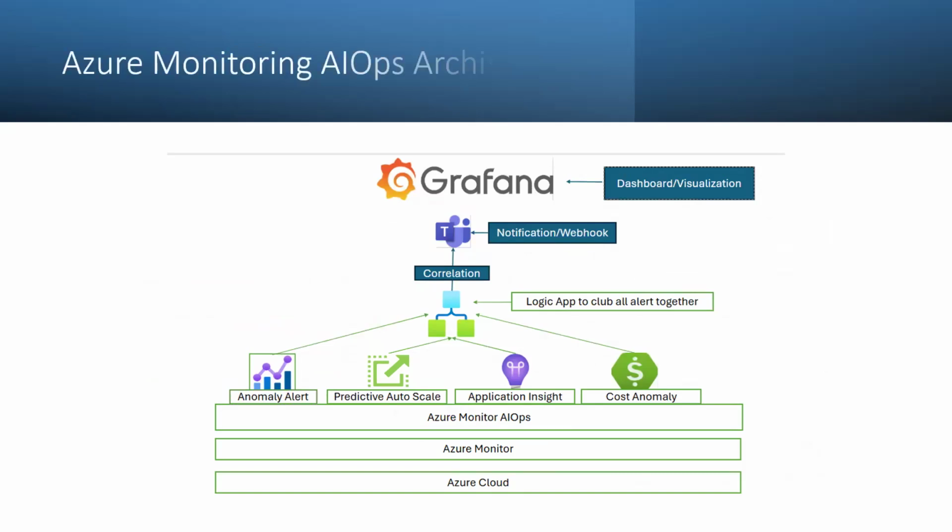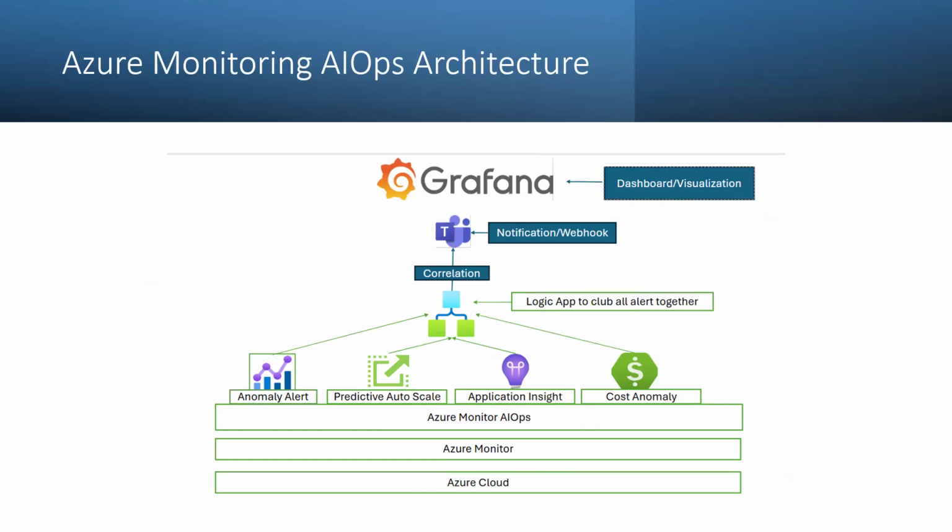This is the AIOps monitoring architecture model that I have created. In my later videos, I'll explain each and every component that is visible here on the screen. All I did was use Azure Cloud. Within Azure Cloud, I used Azure Monitor, and within Azure Monitor, I started using Azure Monitor AIOps. Within Azure Monitor AIOps, I chose four AIOps capabilities.